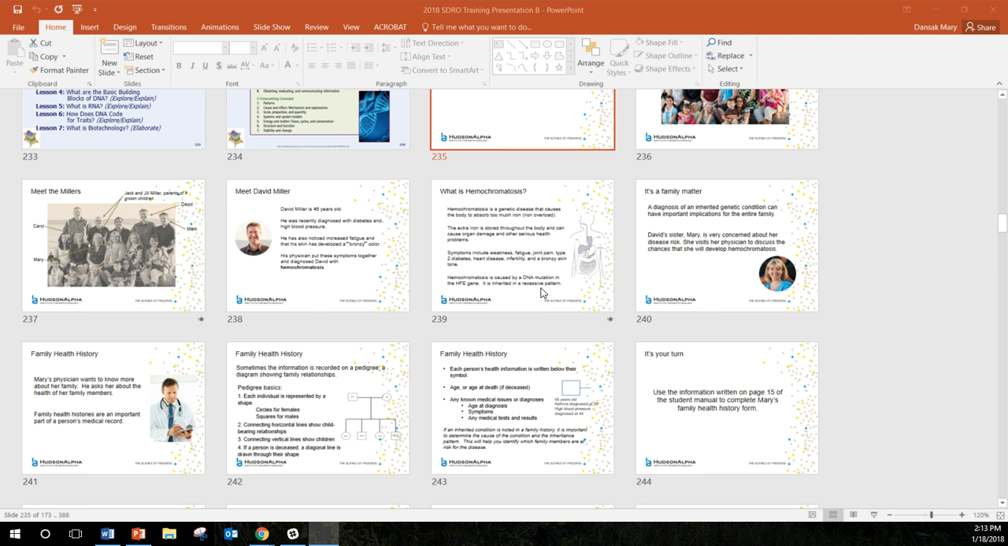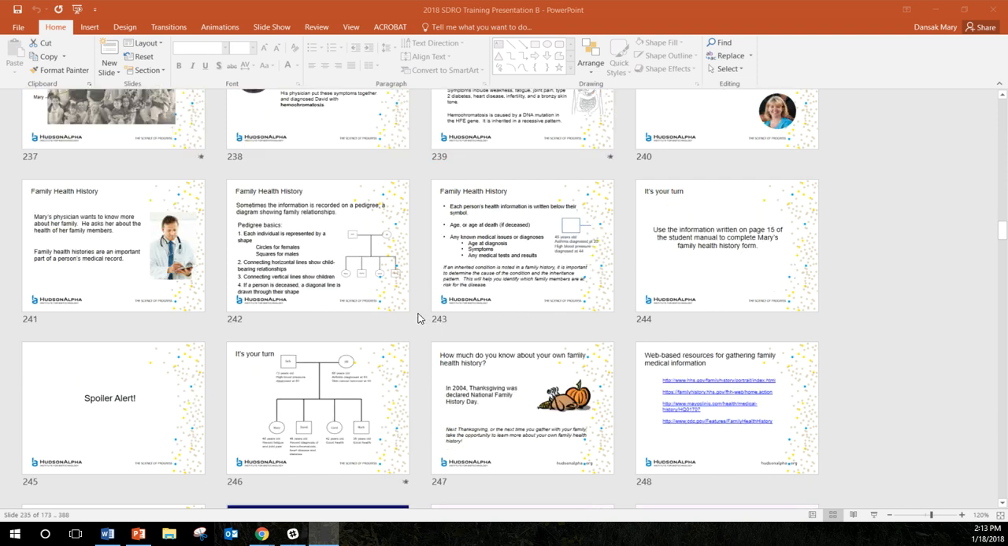So students get that bit of background knowledge and then learn that Mary, David's sister, is very concerned about whether or not she will develop hemochromatosis. The first step that a genetic counselor would take in this situation would be to gather information about Mary's family history. You're provided with family history on several family members and a worksheet on which students can do the pedigree of the family. Detailed instructions are included in your teacher's edition and also in the student information.